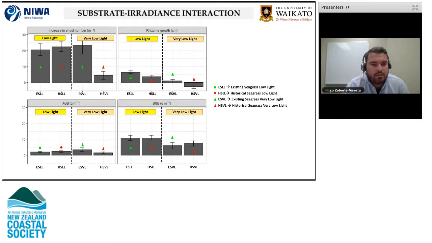What you can see in the top right panel is the rhizome growth. This is the below ground structures growth. As you can see there, the only treatment which showed a negative growth was the one with historical seagrass substrate and a very low light level, which is a really key result for our study.